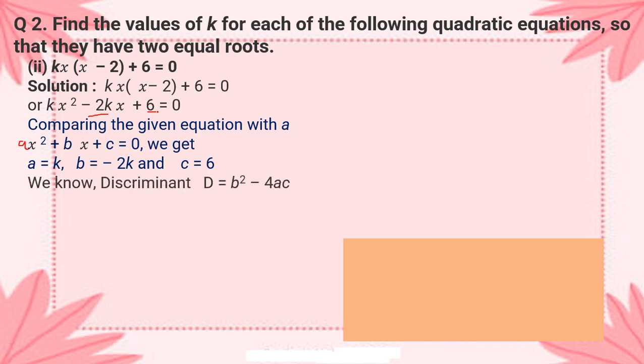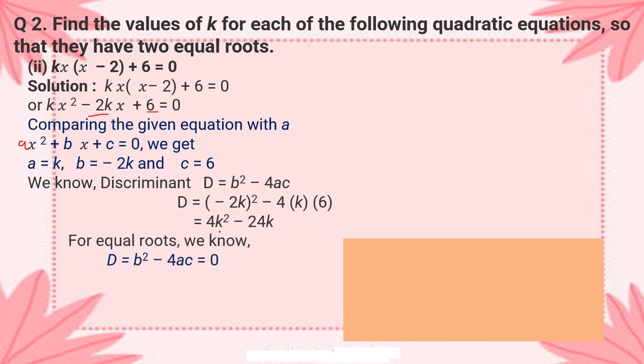So we have to find the value of the discriminant, b² − 4ac. Put the values of a, b and c. So we get D = 4k² − 24k. Now in both the terms 4 is common as well as k is common, so take them out. We get that in the next step.